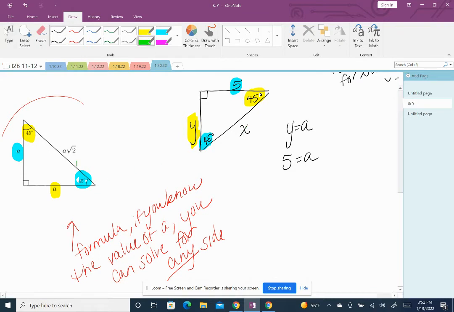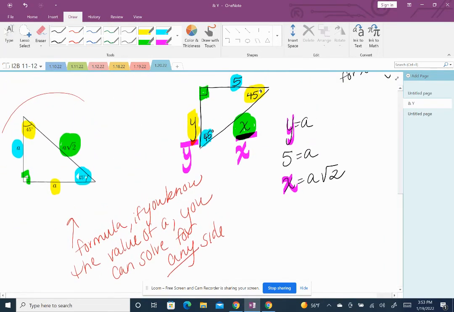Okay, so let's say I have my hypotenuse, right? Goes out, A square root of 2. So I can say that x is equal to A square root of 2. Okay, so what are we even trying to solve for? We're trying to solve for x, and we're trying to solve for y. Those are our missing numbers. Once we have those two answers, that solves our problem.